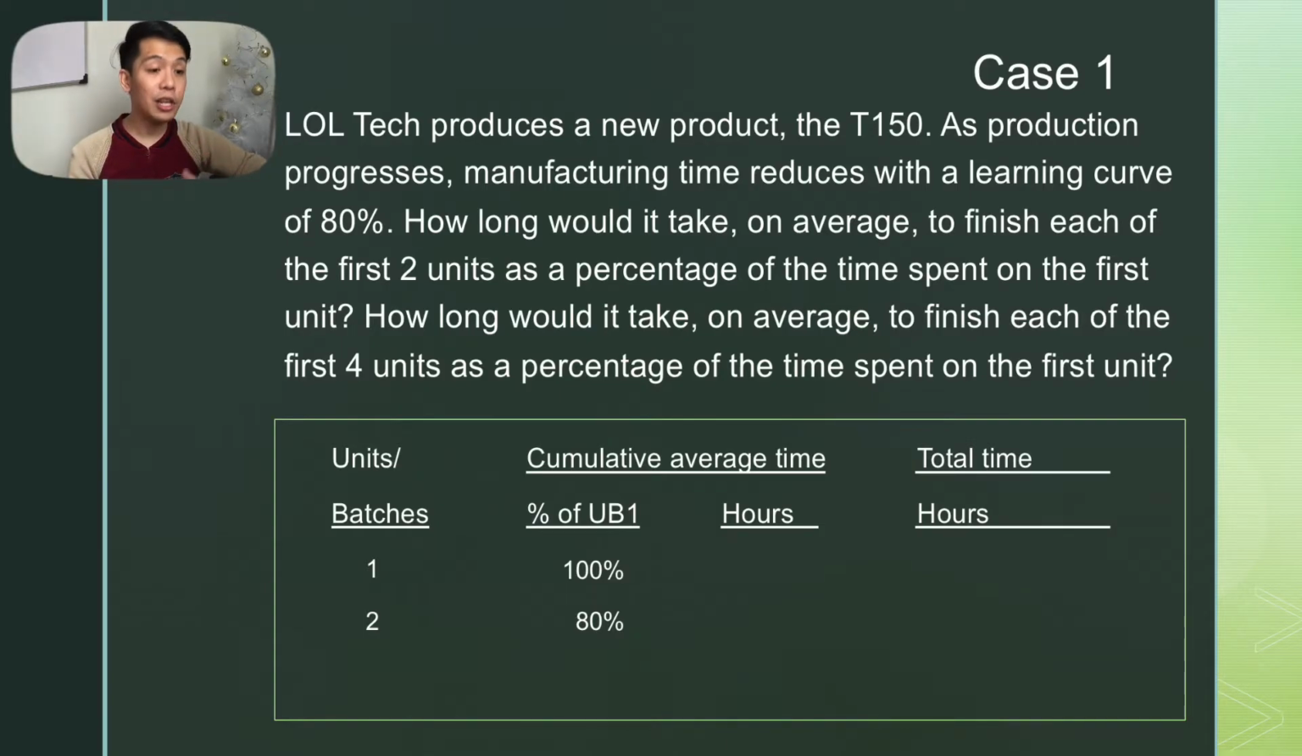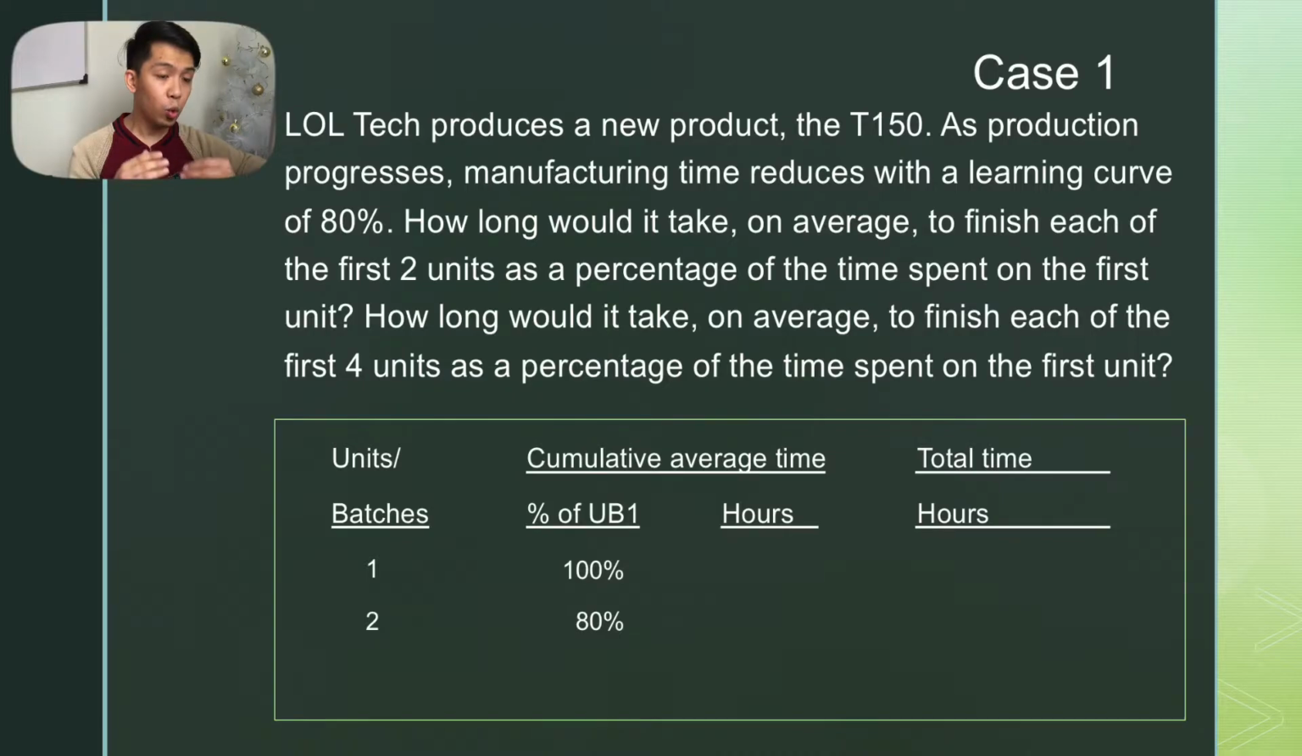As a result, if we would want to know what would happen in the first doubling, that would be from one batch to two batches or one unit to two units, it will turn from 100% of the time needed to only 80% of that time.